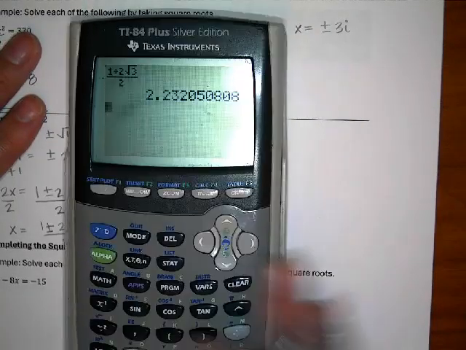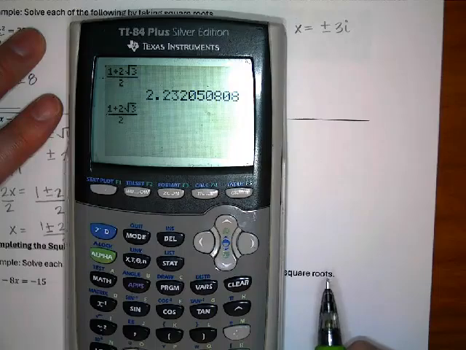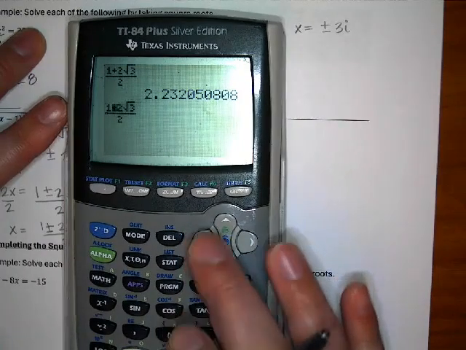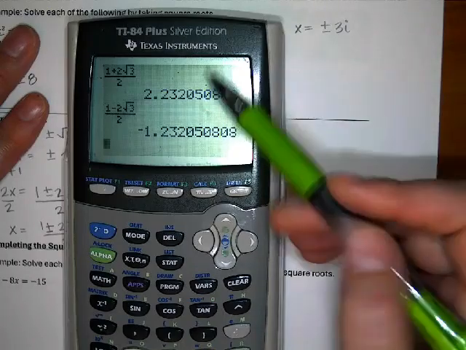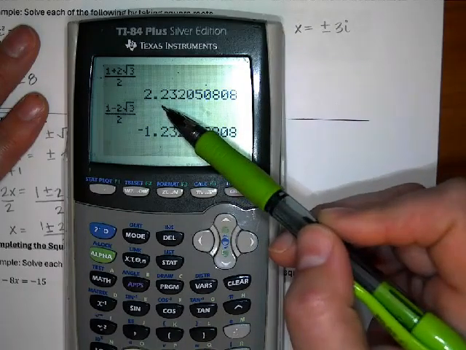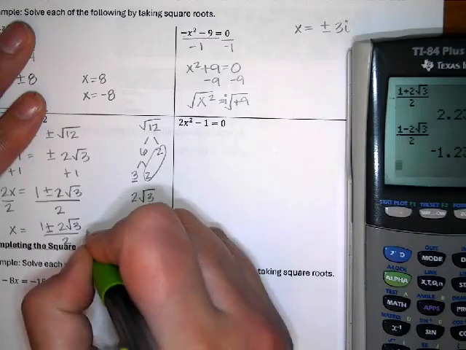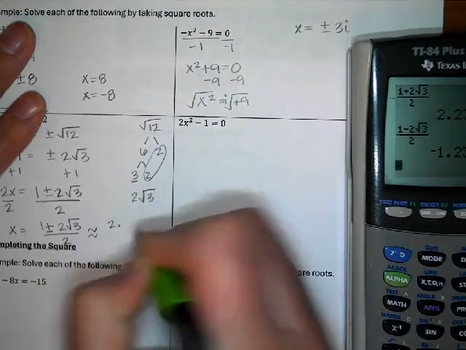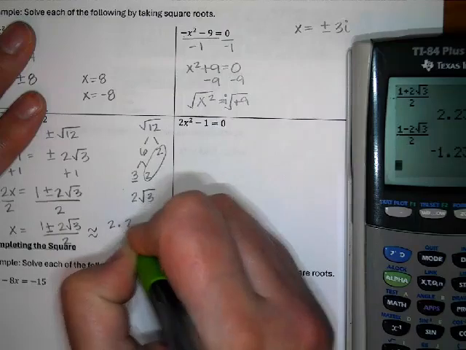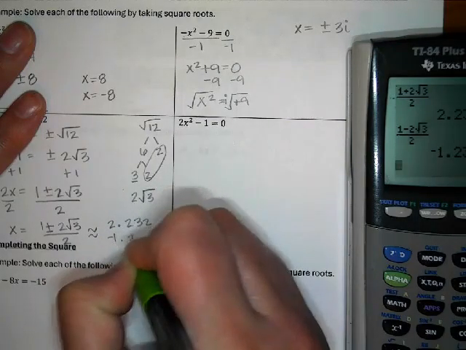And then for the second one, I'm going to copy paste this and go back and change it to a minus. So the two approximate answers would be 2.232 and negative 1.232. And whenever I write them, I put a squiggly equal sign so that whoever's reading my paper knows that it's approximate, a rounded number, where I wrote down some of the decimals but cut some of them off.